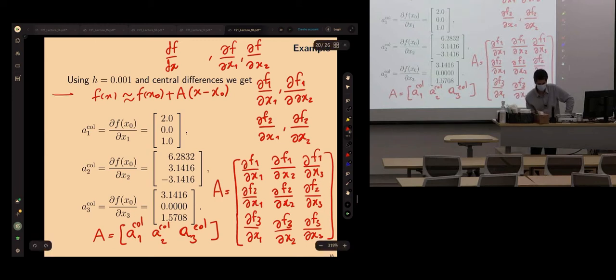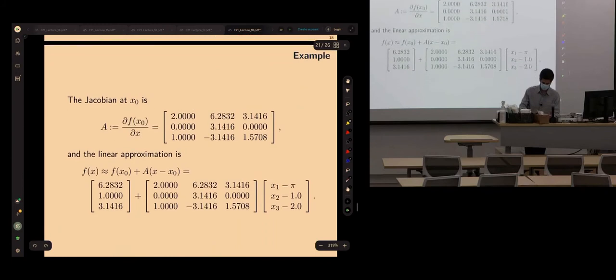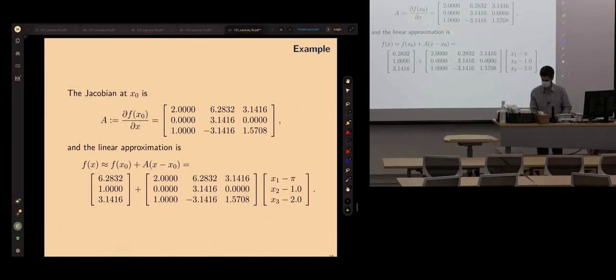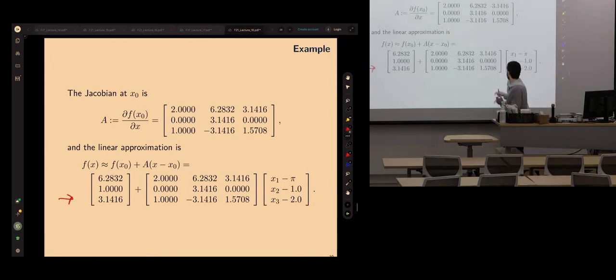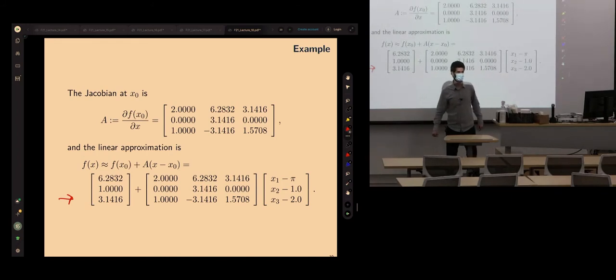You have the correct answer on chat, X, right? So X0 is known. A is also a matrix of numbers. You know it. So X is the only variable. So the linear approximation, take any value X, and gives you another vector, a 3 vector, as the output. If you write it down, you see what we have here. It takes 3 inputs, gives you another 3 outputs.